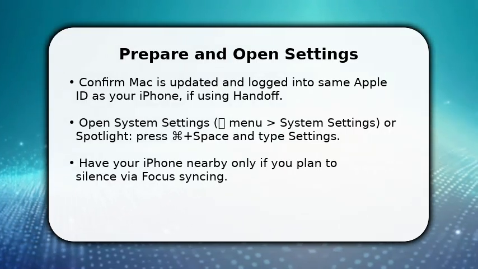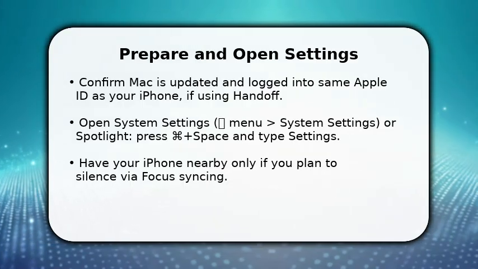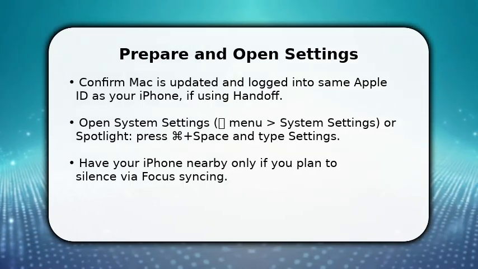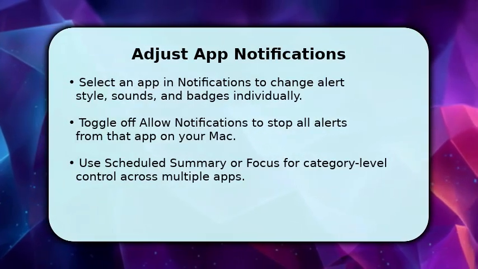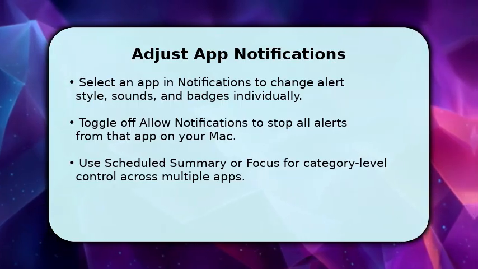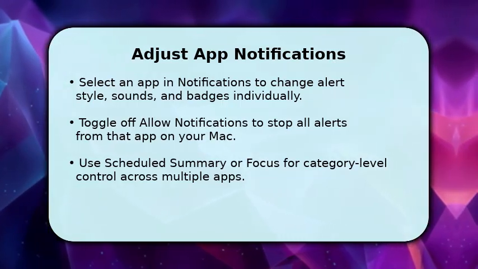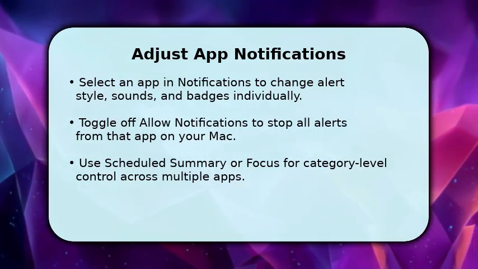This lets you turn off phone-like notifications on your Mac without toggling everything blindly, which saves time and prevents missed alerts. Now focus on individual apps. Click an app in Notifications and change its alert style to none or turn off Allow Notifications entirely. Once done, disable sounds and badges if you still want the app, but without interruptions.